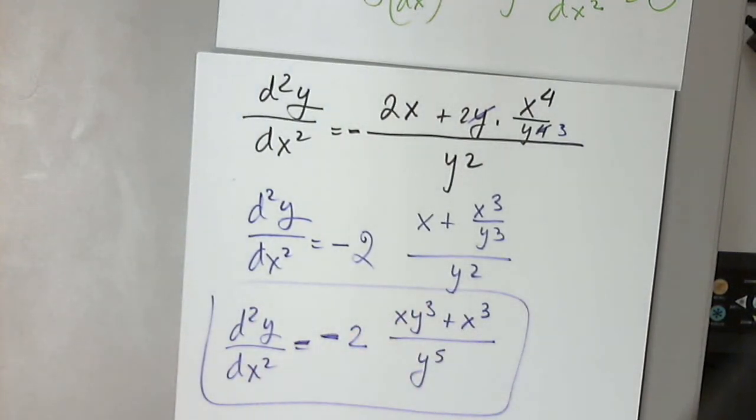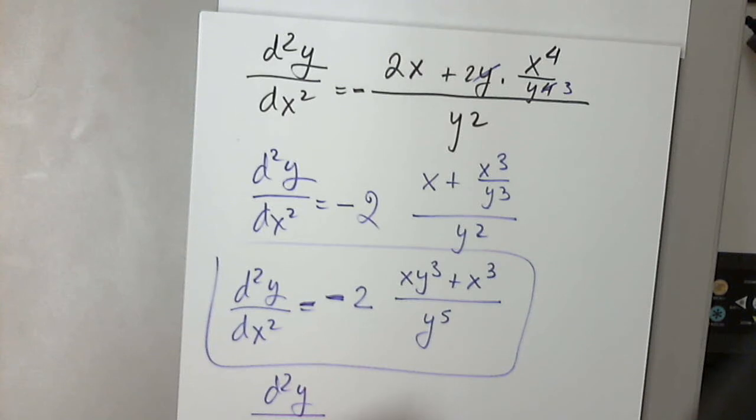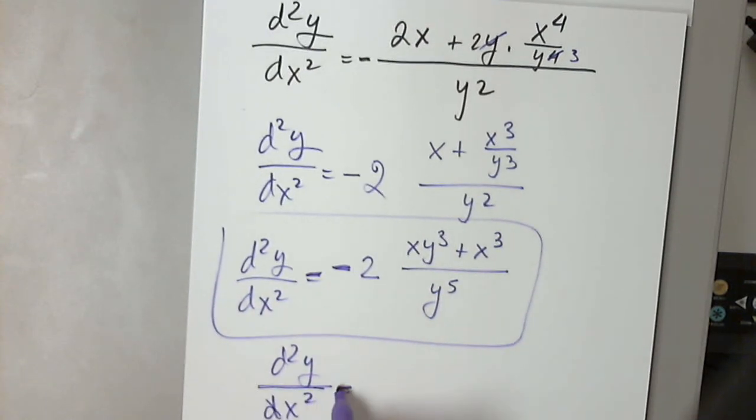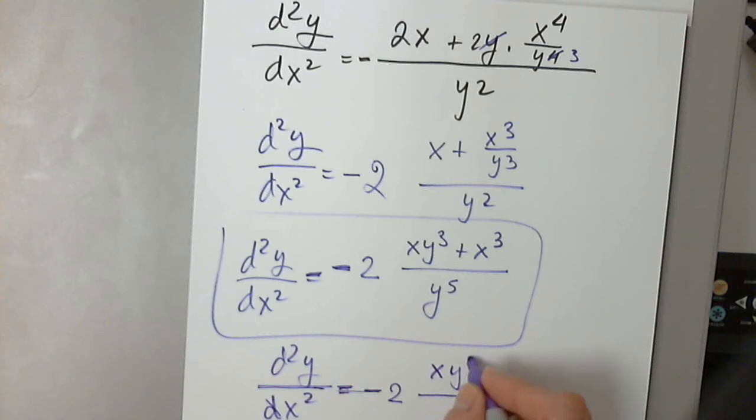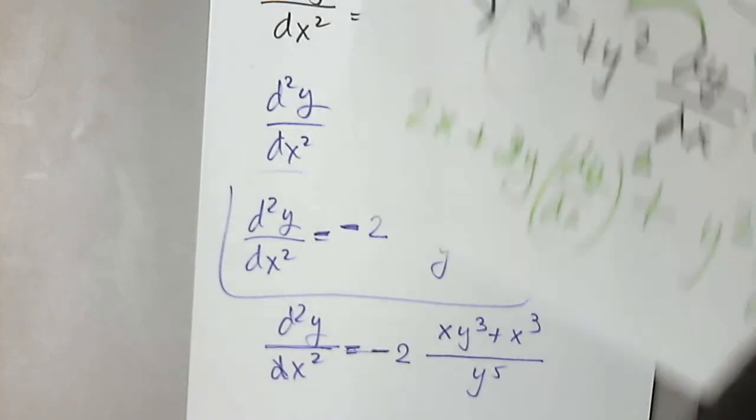I'm very particular about everything being lined up, but it's not lined up. So I will have to write it one more time. Fraction line, equal symbol, negative 2, fraction line, all have to be on the same line. So xy cubed plus x cubed over y to the fifth. So this is okay, but it's not perfect. It's not correctly lined up.